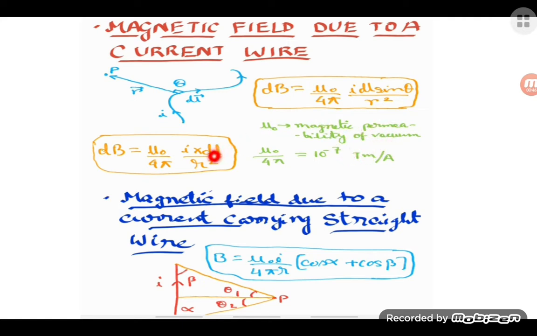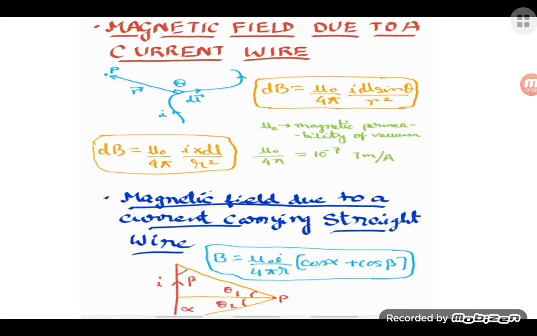Now we know that A cross B equals AB sin theta. So due to this I cross dl, the formula comes to be mu naught upon 4 pi, I dl sin theta upon r square. Now the direction of magnetic field can be determined by doing the cross product by the right hand thumb rule, like I cross dl.